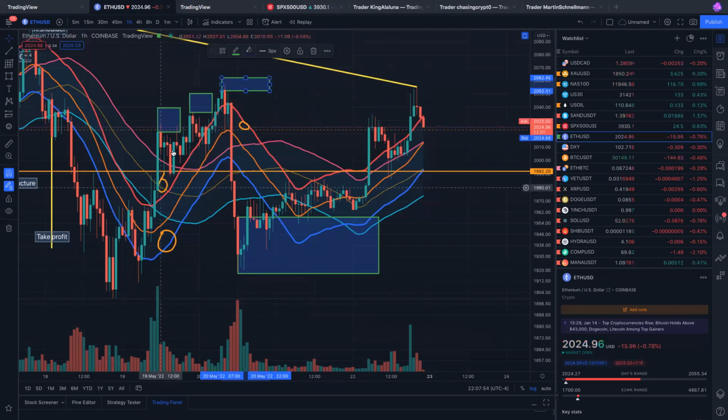So you could have scalped. These first 2 moves could have been our scalper moves.